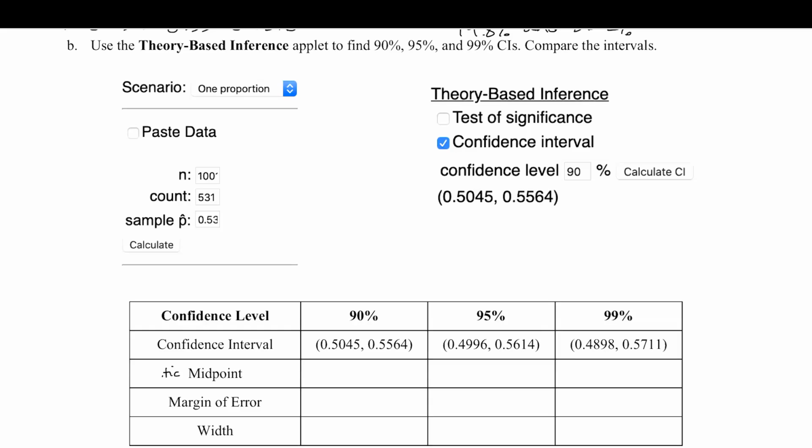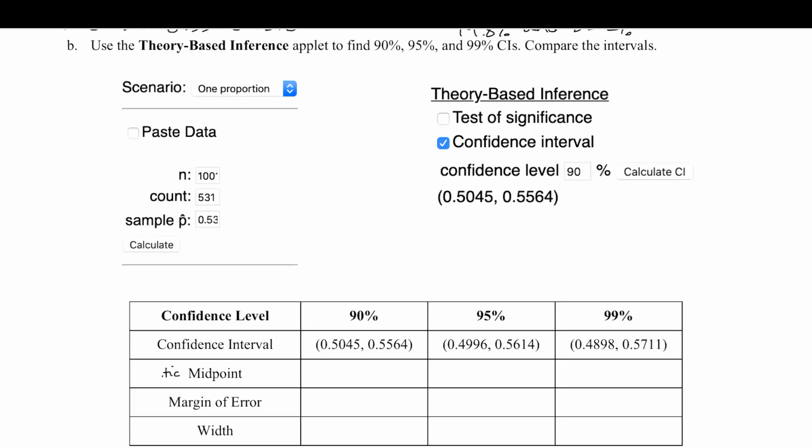Next, we're going to use the theory-based inference applet, and we're going to find not only the 95% confidence interval, but 90% and 99% as well. So remember that our 2SD method is only to find a 95% interval. So I've put some screenshots here.